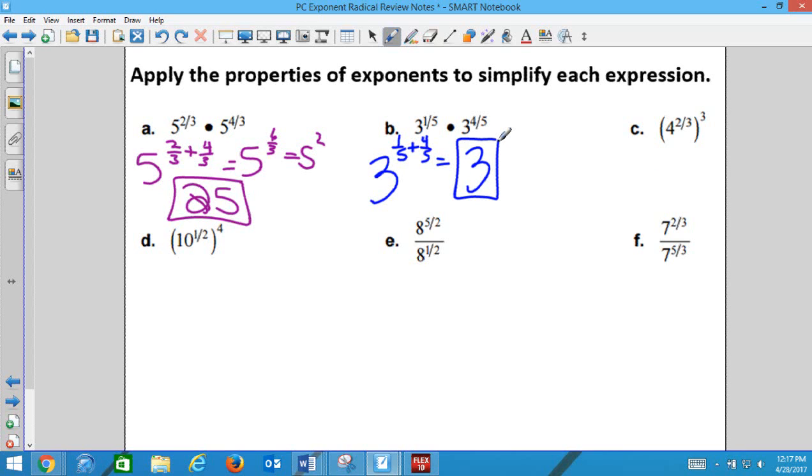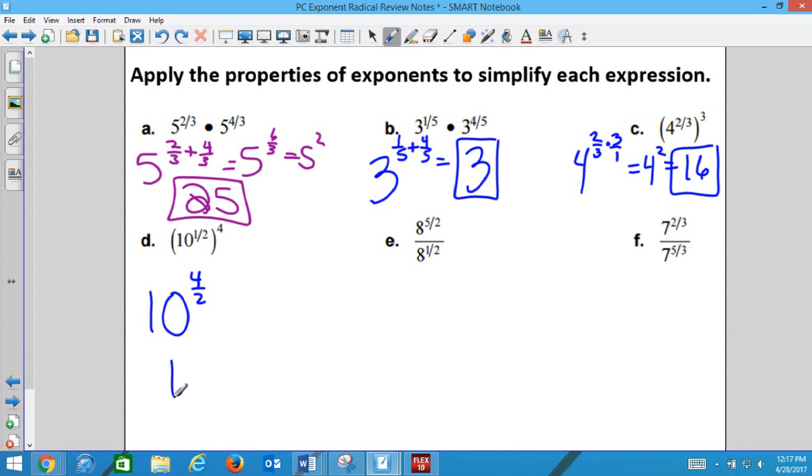The power to a power property is where we have an exponent to an exponent, and what do we do? We multiply them. I'm not going to power them if I'm already powering it. I'm not doing the exact same thing, I'm going to do multiplication. So we take 4 to the 2/3 and multiply that by 3, which is over 1. And how do we multiply fractions? Straight across. So we get 4 squared, 16. Again, power to a power, we have 10 to the 4/2, which is 100.